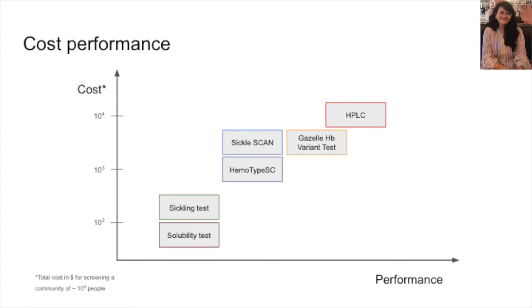This slide shows the sickling and solubility tests are the most cost-effective screening techniques currently available, but they lack in performance since they cannot distinguish sickle cell disease from the sickle cell trait, which would then require confirmatory tests. The lateral flow assays, that is the HemoTypeSC and the Sickle SCAN, and Gazelle, can distinguish the cases and have a high accuracy, but they are not as cost effective. The gold standard is expensive and usually not available or accessible in rural and remote communities.